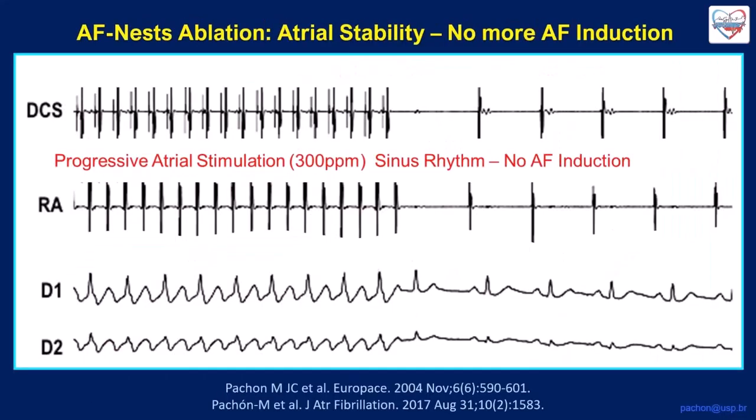Assuming that the atrial fibrillation nest would be directly related to the atrial fibrillation substratum, we decided to ablate the atrial fibrillation nest, trying to treat the atrial fibrillation. There were two interesting results. First, the atrial fibrillation nest ablation made the atrial walls highly stable, and after this it was very difficult to reinduce the atrial fibrillation by using high-frequency atrial pacing.